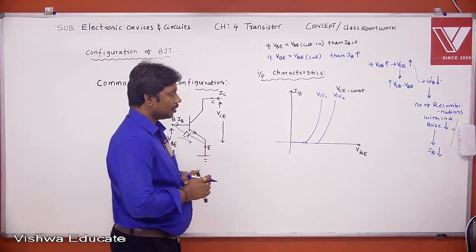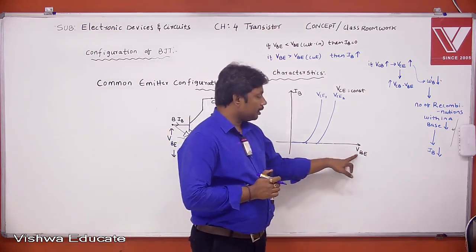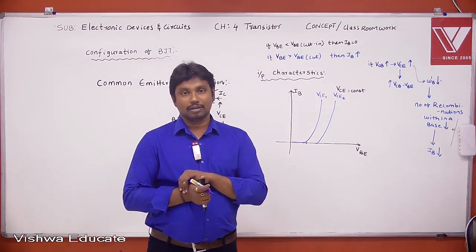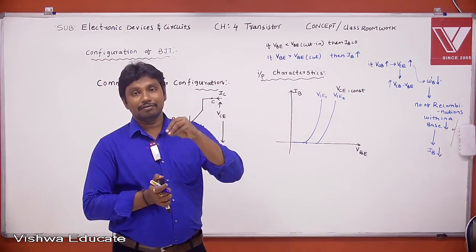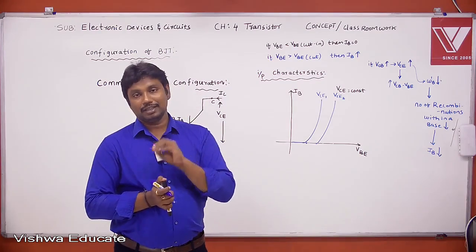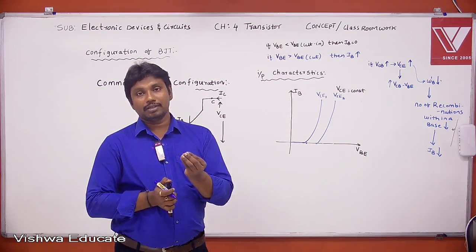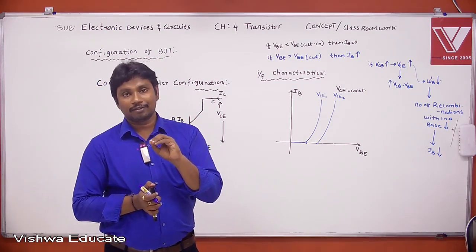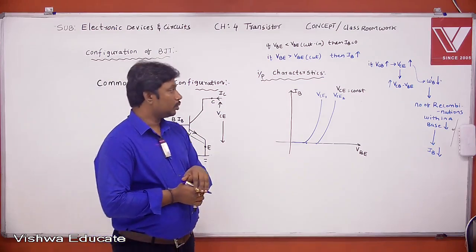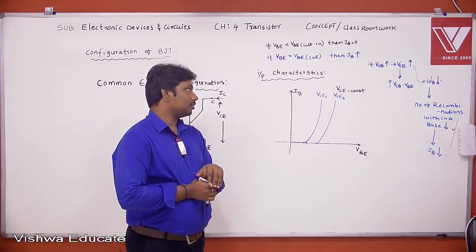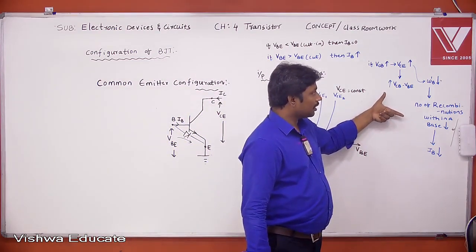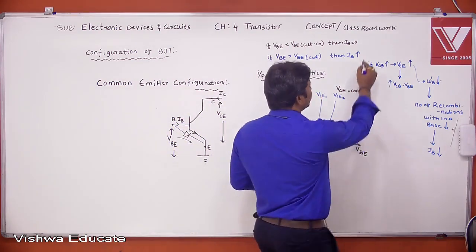Right. Next point. For a given VB, IB inversely varies with VC due to early effect. Copy this flow graph. How it inversely varies, this total one.